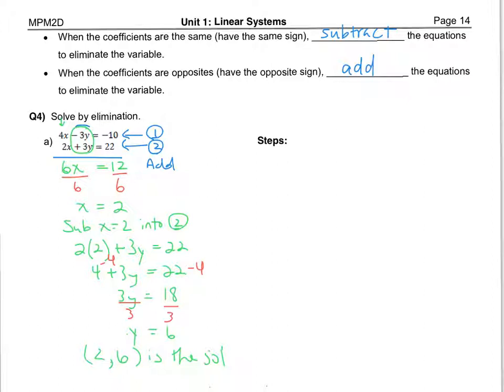Okay, so what I'm going to do over on the side here is summarize our steps. First step today, tomorrow's lesson, we're going to add the step where we have to force the coefficients to be the same. But for today, the first step is going to be to look for coefficients that are either the same or opposite. And if they're the same, we subtract to eliminate the variable. If they're opposites, we add to eliminate that variable. Then we can easily solve like we did right here.